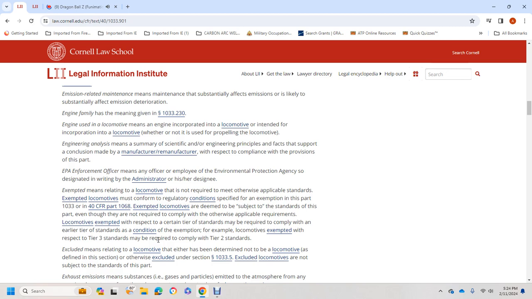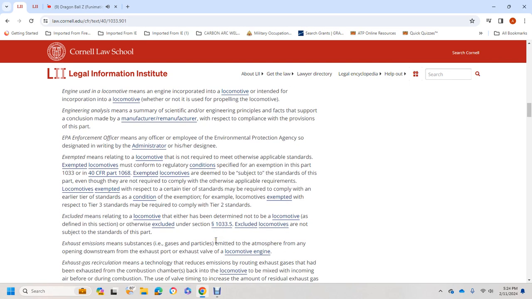Exempted means relating to a locomotive that is not required to meet otherwise applicable standards. Exempted locomotives must conform to regulatory conditions specified for the exemption in this part 1033 or in 40 CFR part 1068. Exempted locomotives are deemed to be subject to the standards of this part, even if they are not required to comply with the otherwise applicable requirements. A locomotive may be exempted with respect to certain tier standards but still be required to comply with earlier tier standards as a condition of the exemption. For example, locomotives exempted with respect to Tier 3 standards may be required to comply with Tier 2 standards.